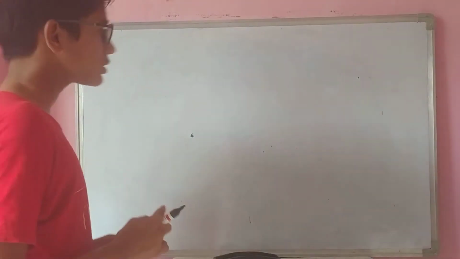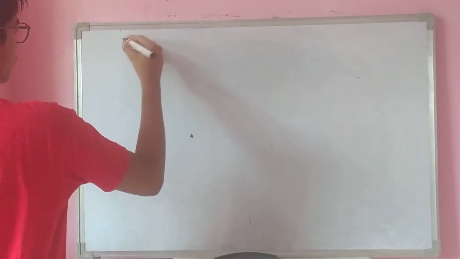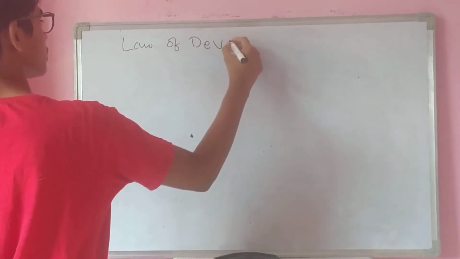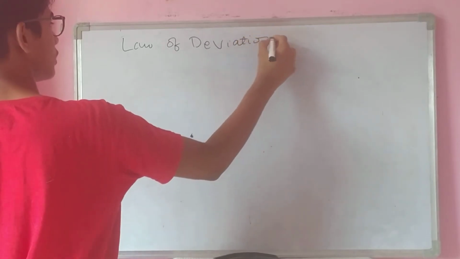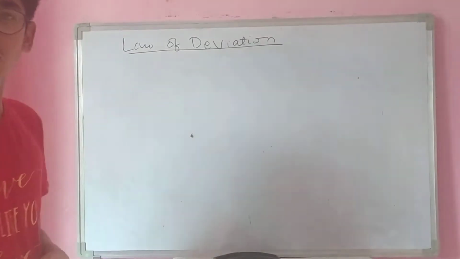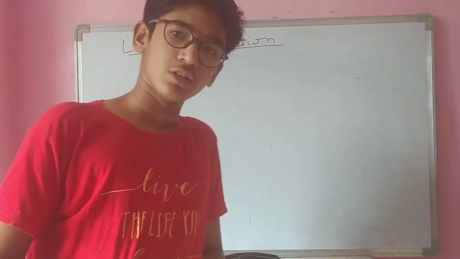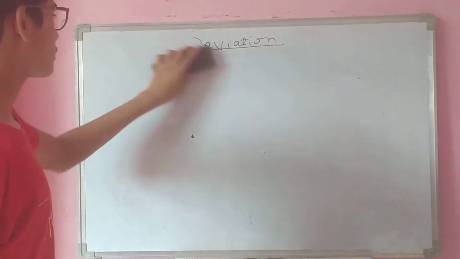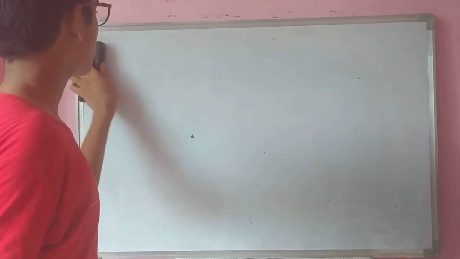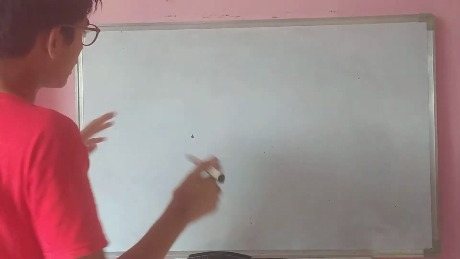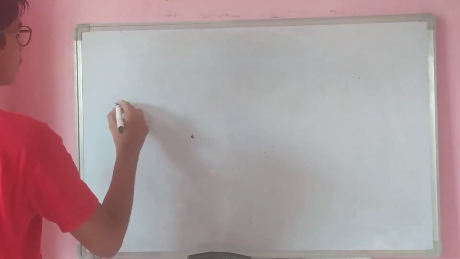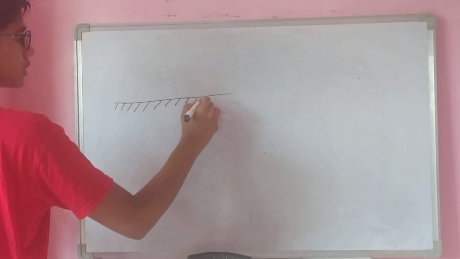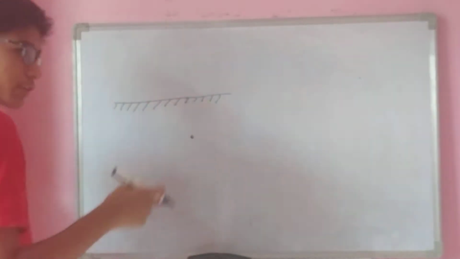And now in this video I am going to discuss the law of deviation. What is the law of deviation? I don't want to write this word exactly, I am going to explain the topic. I am simply taking a plane mirror. This is a plane mirror, and this is called the coating surface.